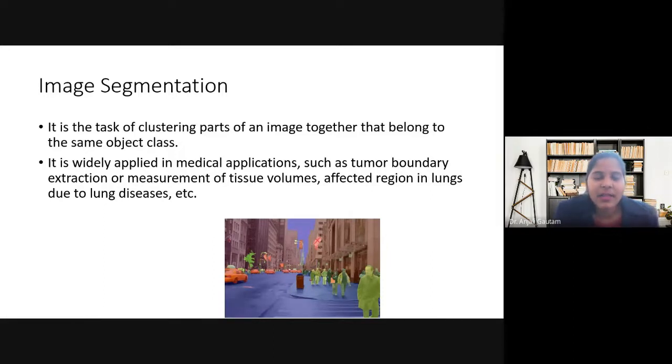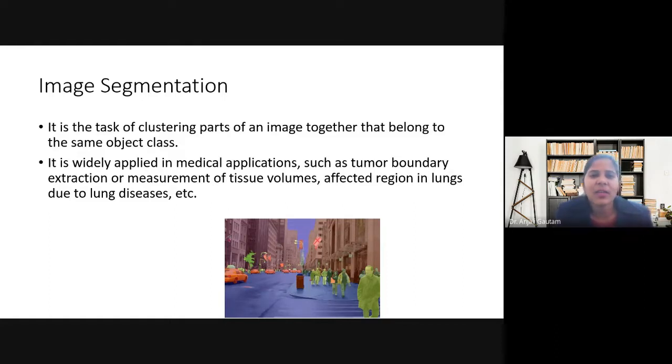So as we say, we need to identify some problem. If we need to identify some problem in our body, we need to have some medical imaging. So once we have a medical imaging, then obviously we need to find the exact problem that is there in our body. So for that we need image segmentation methodology.